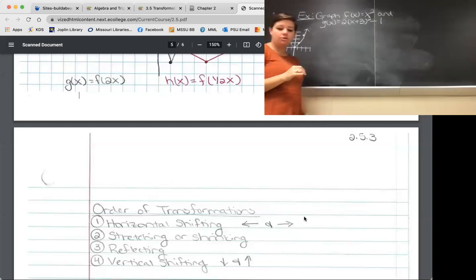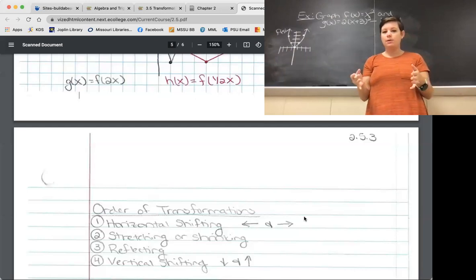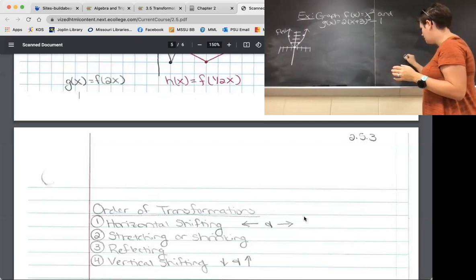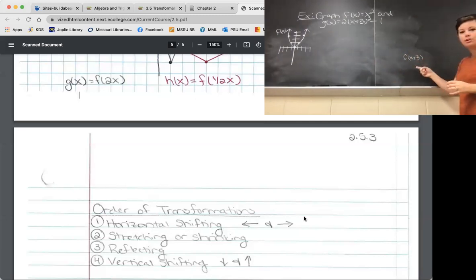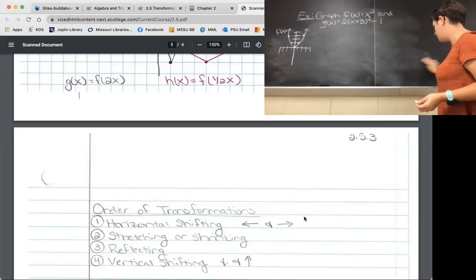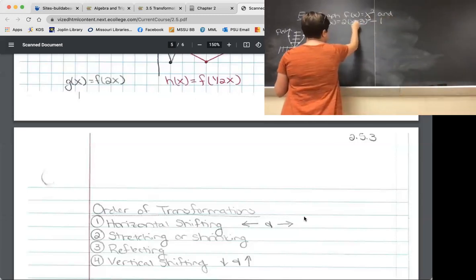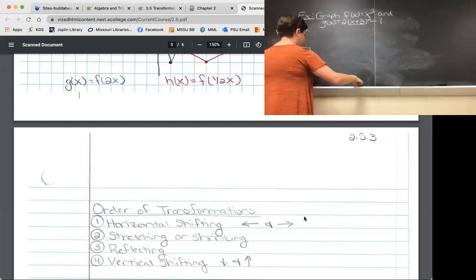Then I'm going to do horizontal shifting. Horizontal shifting was where we had f of x plus 3 or something like that, and that told us to move our graph left or right by so many units. In this case, we have the plus 3. If it says plus 3 and we're horizontal shifting, that means we're going to the left 3.